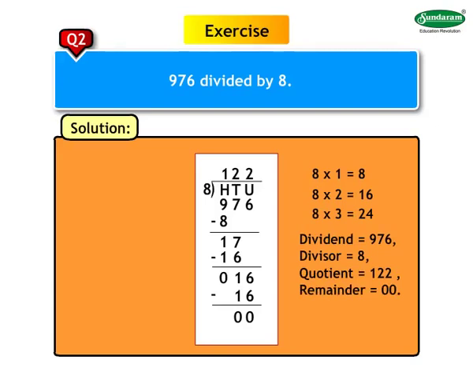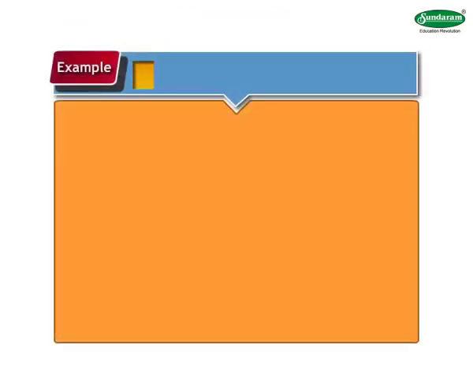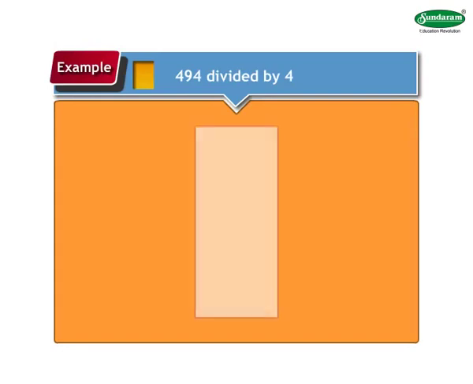Now, look at this example. 412 divided by 4. Dividing the 4 in the hundreds place by 4, we get the quotient 1. Therefore, we will write 1 in the hundreds place of the quotient and 4 below 4. Now, 4 minus 4 is equal to 0. After that, we will bring down 1 of the tens place and write it in front of 0.